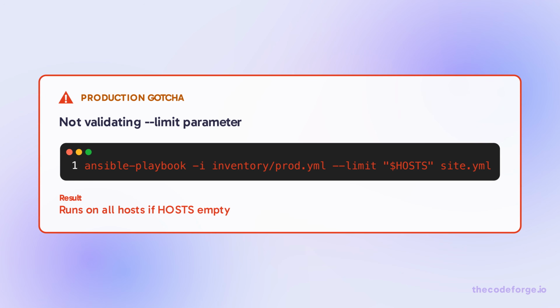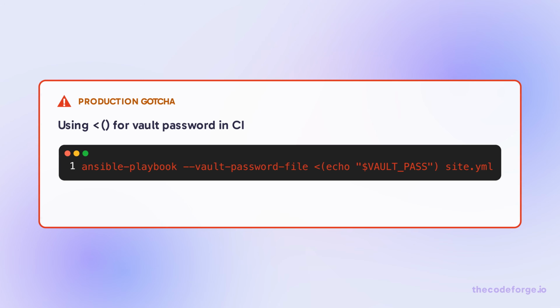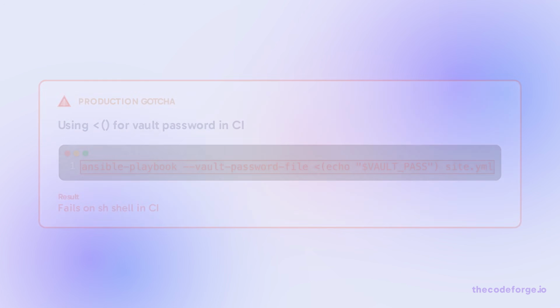This is the exact line that caused the incident. The HOSTS variable was empty, so Ansible ran on all hosts. Always validate that the limit is non-empty. Some CI runners use sh, which doesn't support process substitution. Always use a temp file instead.